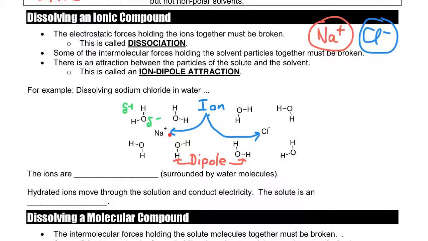Again, we have a sodium ion and a chloride ion, and those ions are attracted to the water molecules, which are dipoles because they're polar molecules. We would say that these ions are hydrated. Hydrated just means they are surrounded by water molecules. Hydrated ions move through the solution and they conduct electricity. This is called an electrolyte. Ionic compounds are called electrolytes because when you dissolve them in water, they will conduct electricity.